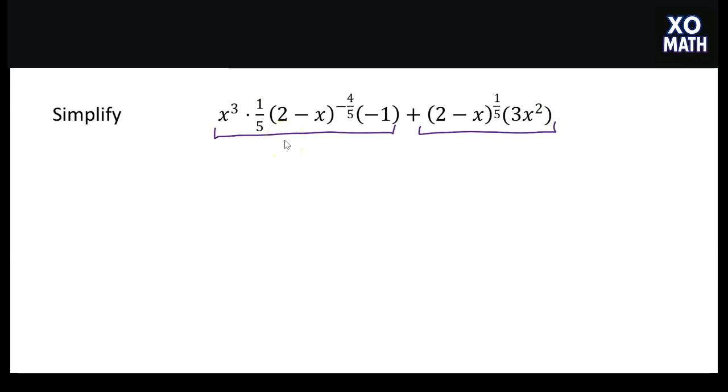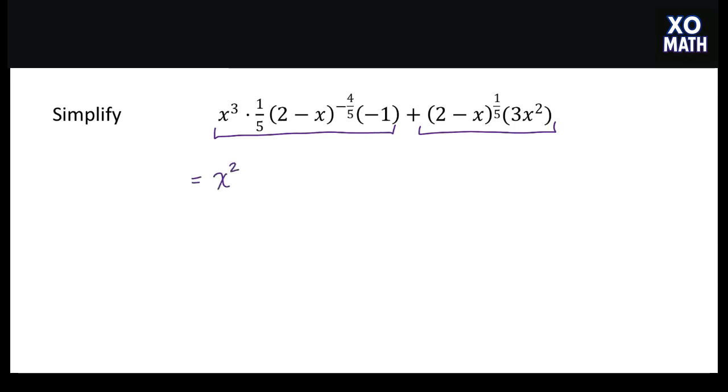starting with the numerical factors. So in the first term, that would be 1/5 and negative 1. And if I look at the second term, that would be a 3. And there's nothing in common between those numerical factors. Move on to the variable factors. In the first term, we have x cubed. In the second term, we have x squared. So what we can factor out there is x to the least exponent. So we're going to factor out an x squared.